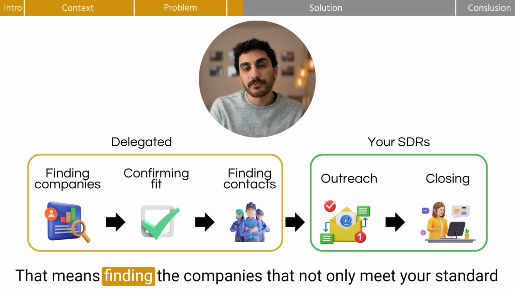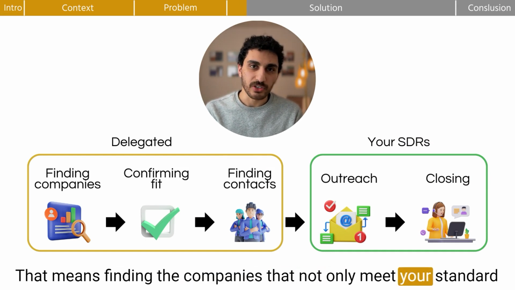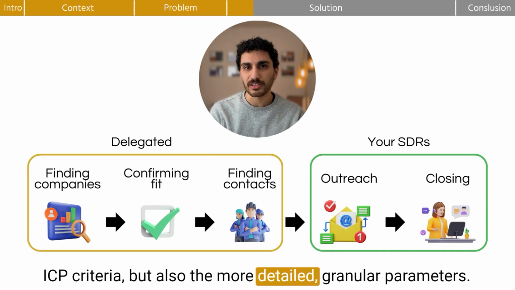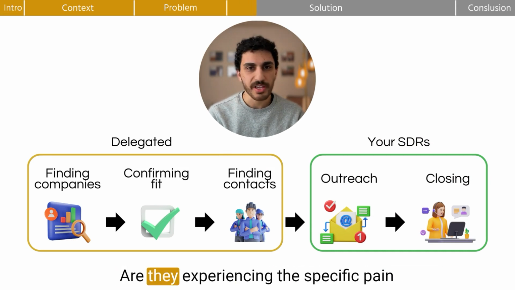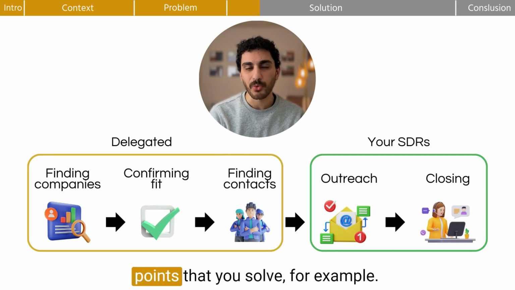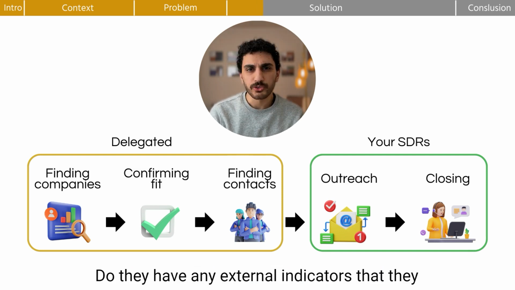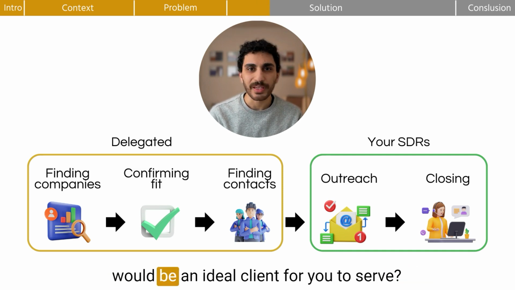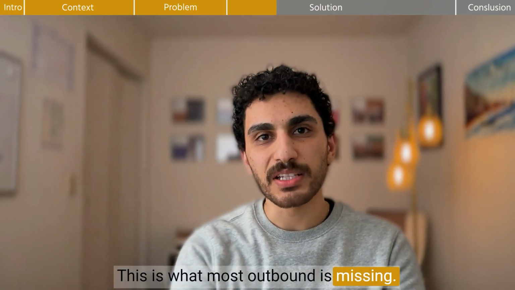That means finding the companies that not only meet your standard ICP criteria, but also the more detailed, granular parameters. Are they experiencing the specific pain points that you solve, for example? Do they have any external indicators that they would be an ideal client for you to serve? This is what most outbound is missing.